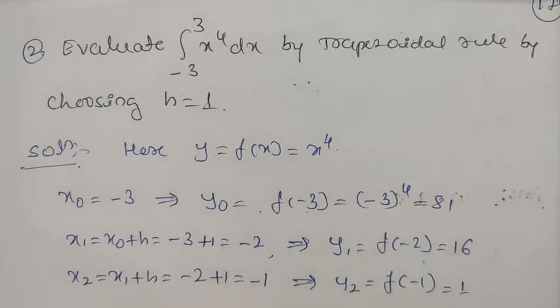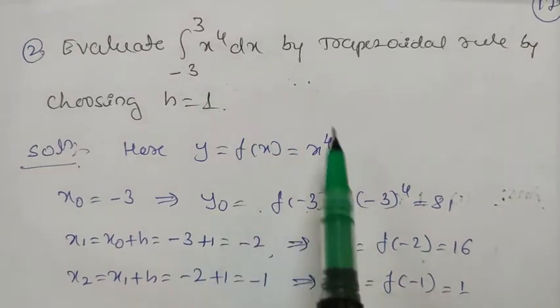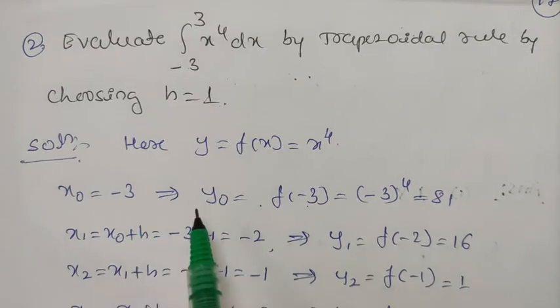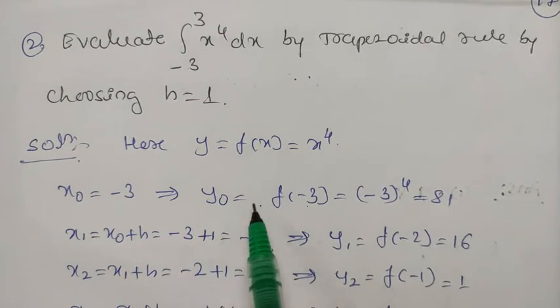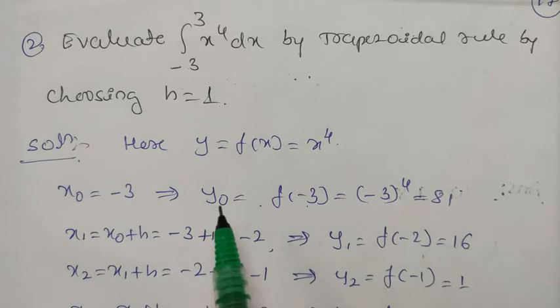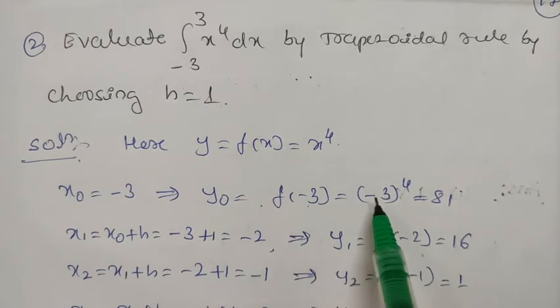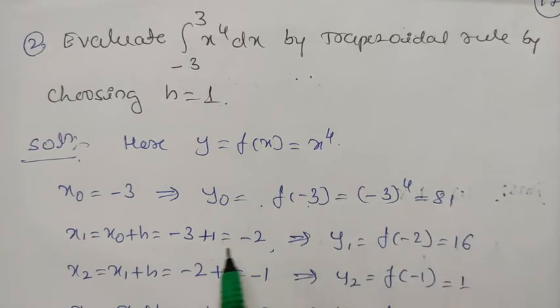Let us take one more example. Evaluate integration from minus 3 to plus 3 of x raised to 4 dx by the trapezoidal rule by choosing h is equal to 1. Here h is given, and the integrand f of x is x raised to 4. Now you have to start with x0. x0 is minus 3, and this implies y0. Here I have done all the values directly. y0 is equal to f of x0, that is f of minus 3, which is minus 3 raised to 4, equal to 81.